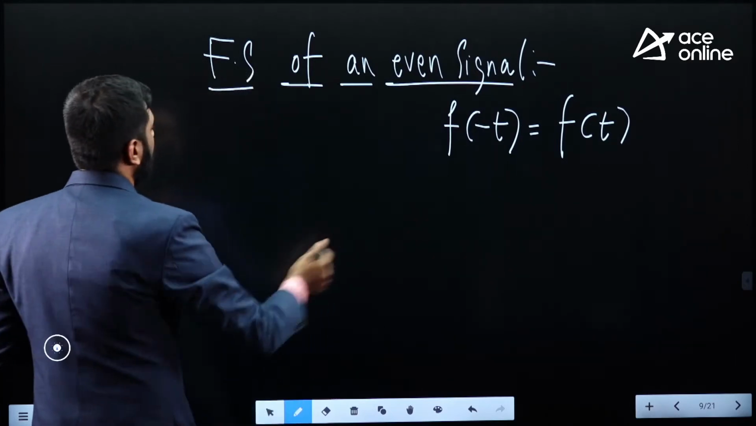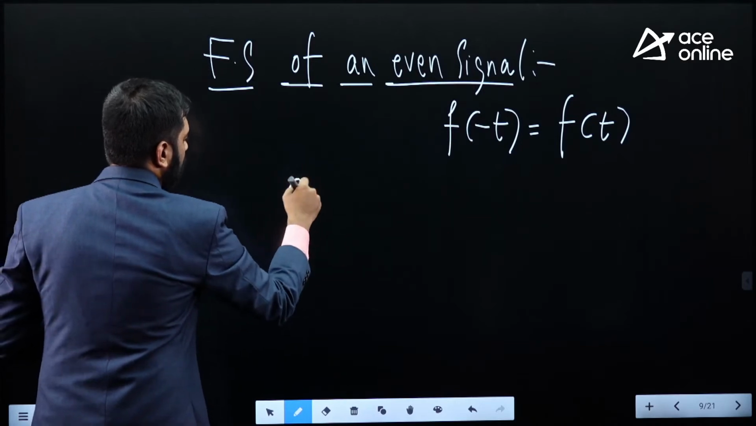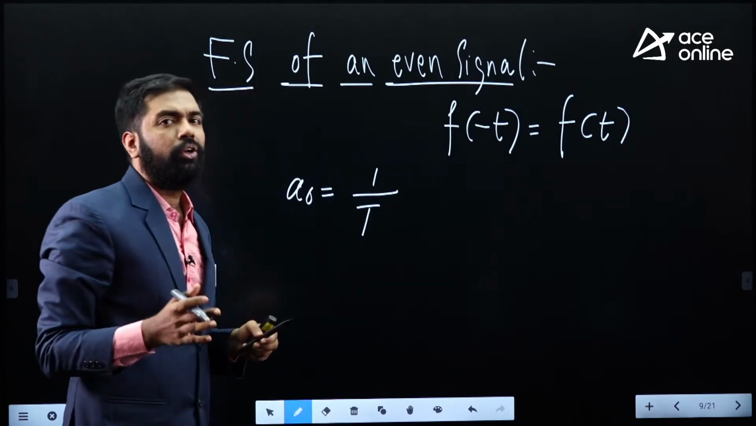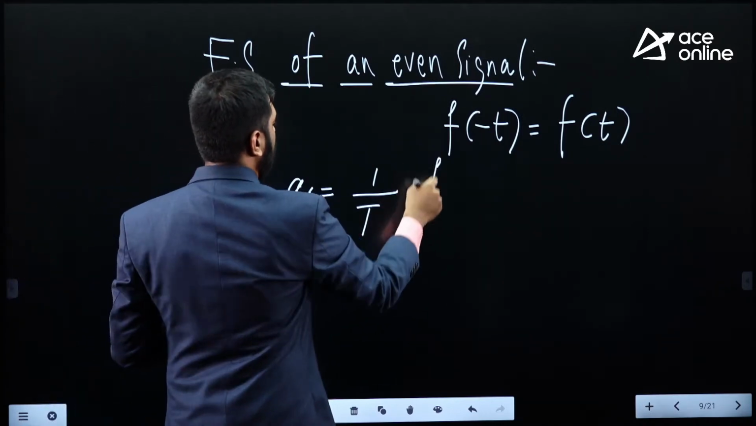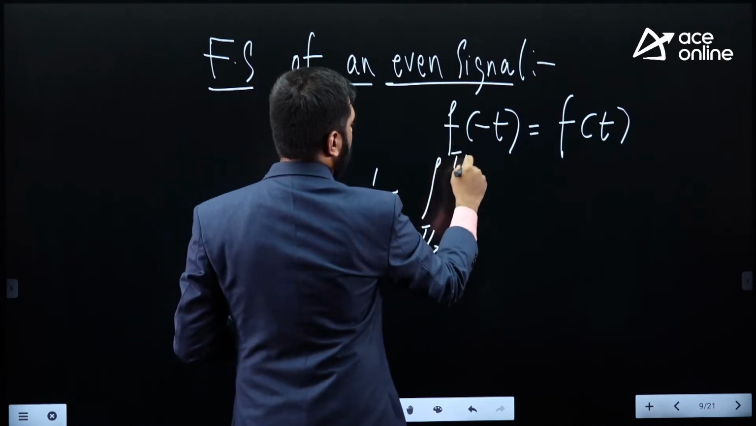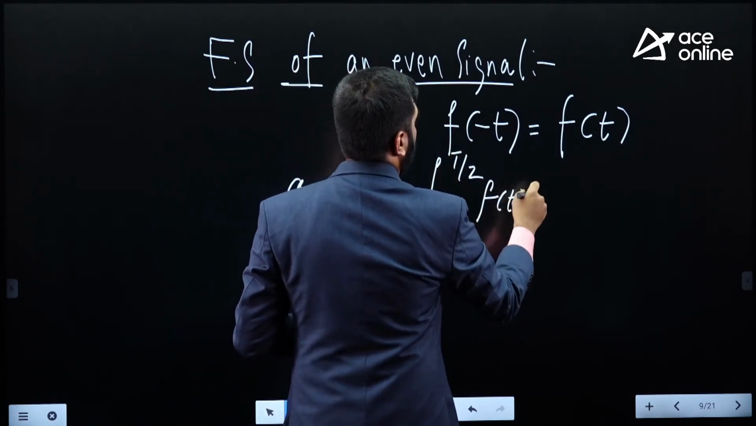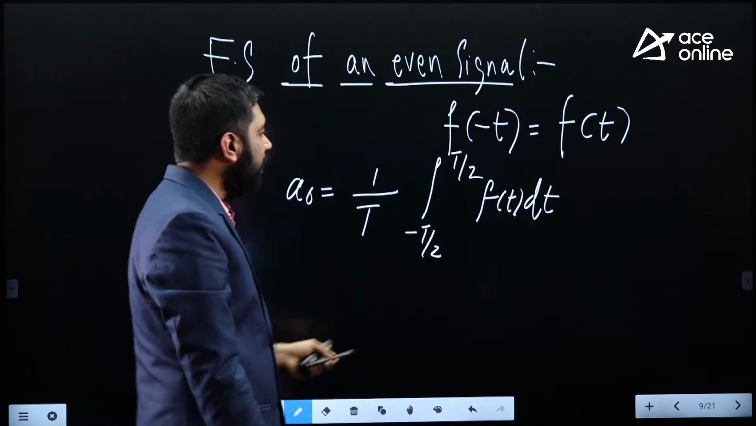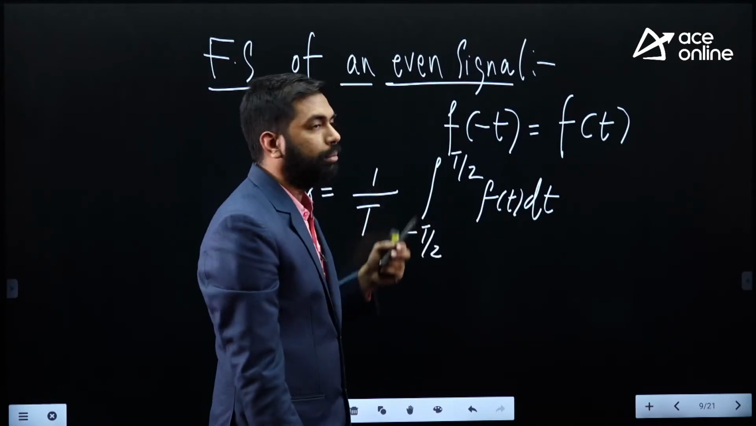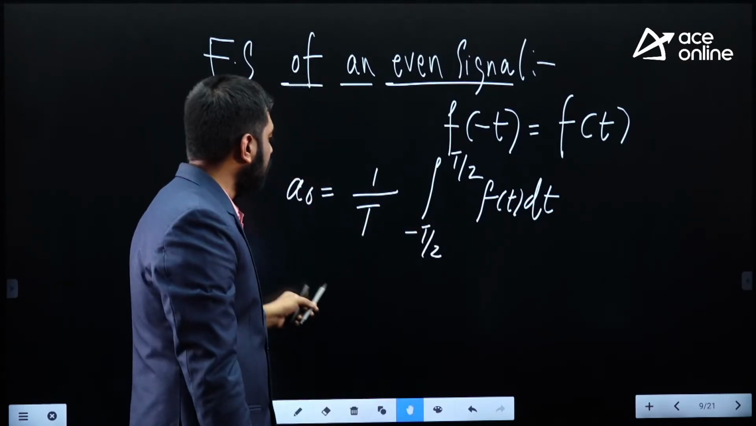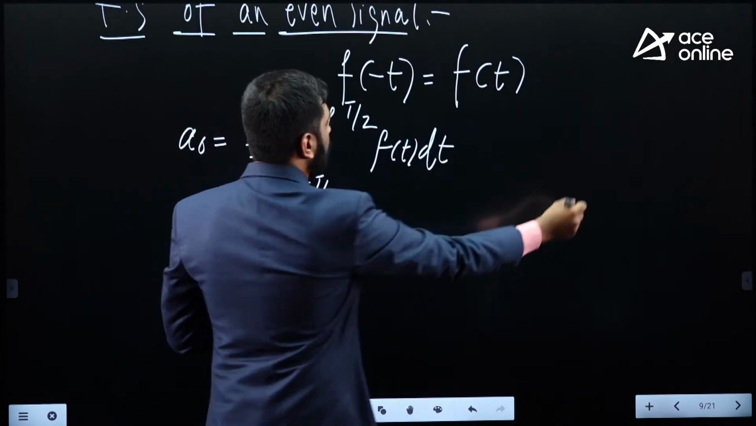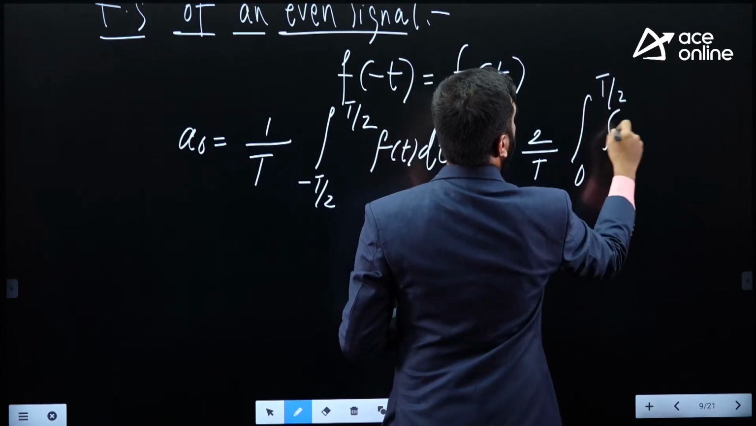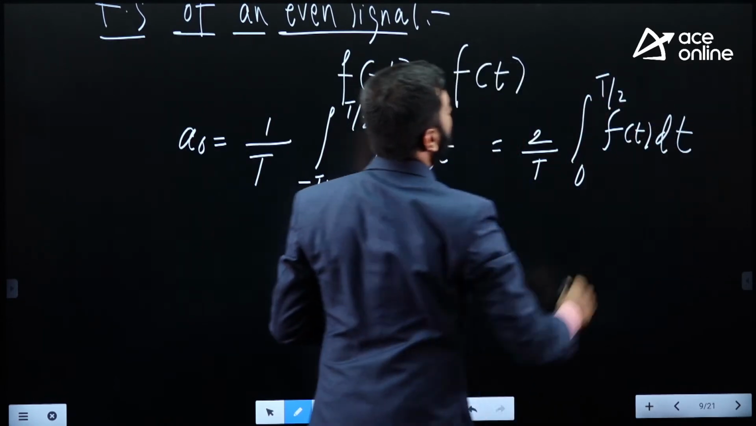So let me look at what is A naught. What's the expression for A naught? It's 1 by T, integrated over one fundamental period. I can write it as integral from minus T by 2 to T by 2 of f of t dt. Now you can see that the given signal is an even signal. So you are integrating an even function from minus T by 2 to T by 2, so you can write this as twice, that is 2 by T integral 0 to T by 2 f of t dt. So this gets simplified like this.